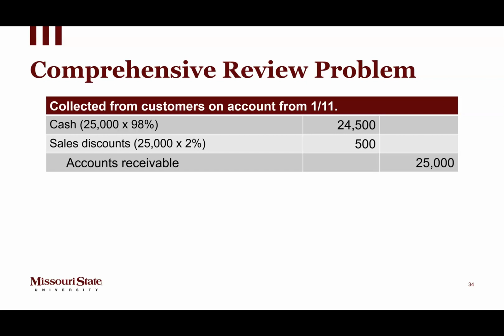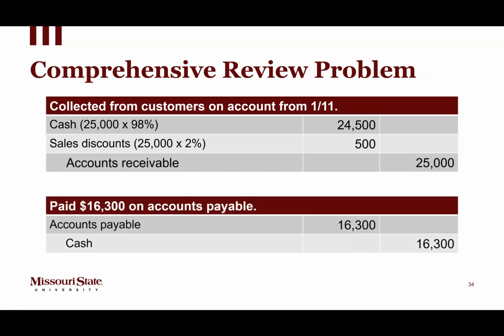We have to debit that sales discount allowance account to reduce our revenue. This is a contra revenue account, if you recall. So then we're going to credit accounts receivable to decrease it by $25,000.